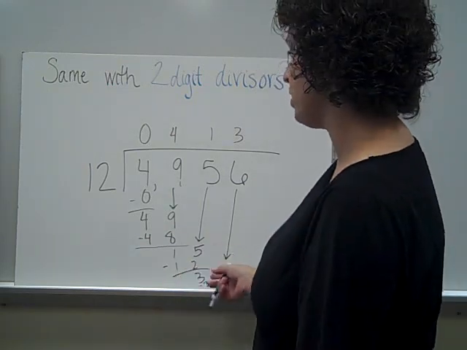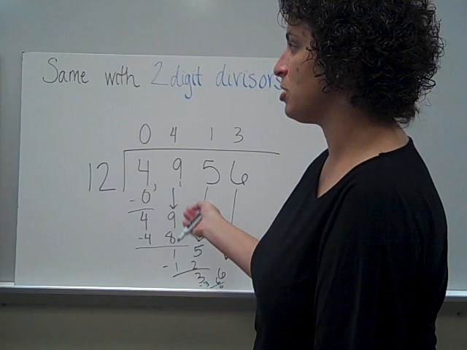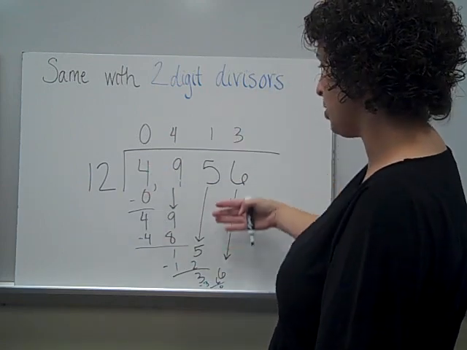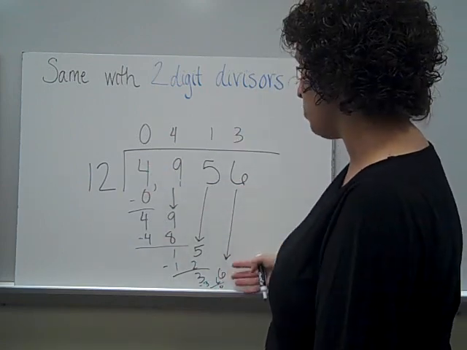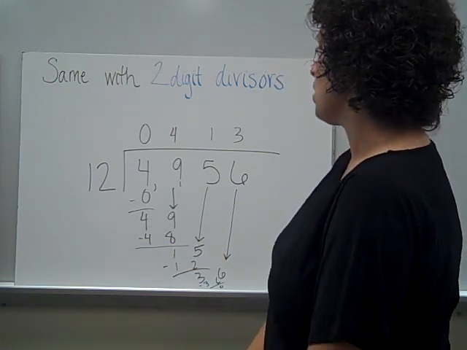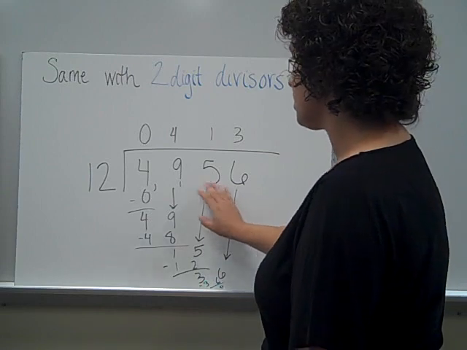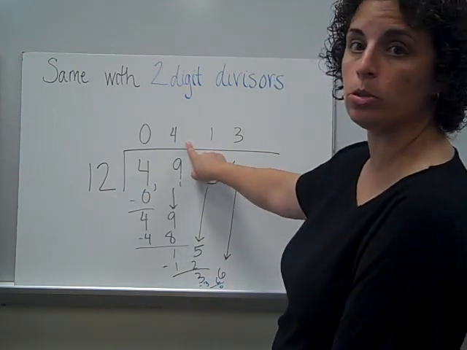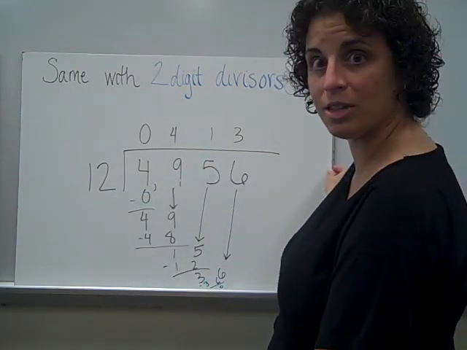Almost ran out of room there. That's one other difference between this strategy and that explicit trade: it takes up much more room as you're going down and bringing these digits down to continue the problem with the next place value. 4,956 divided by 12 gave me a quotient of 413.